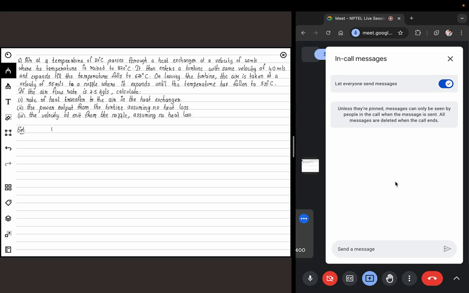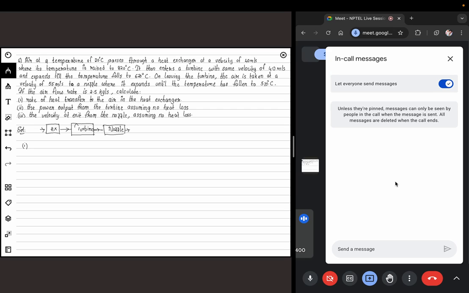So here we have a heat exchanger, and then from there it goes to the turbine, and from the turbine it goes to the nozzle, different stages. So all we need to do is calculate each of these. Calculate the heat transfer in case of a heat exchanger, calculate the power output in case of a turbine, and calculate the final velocity in case of a nozzle.